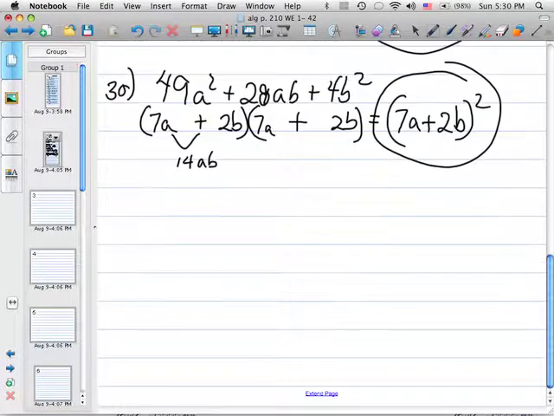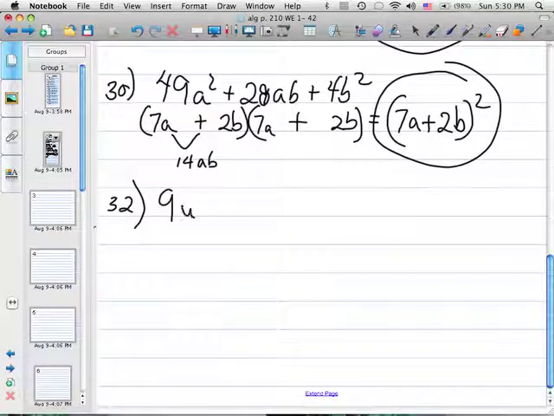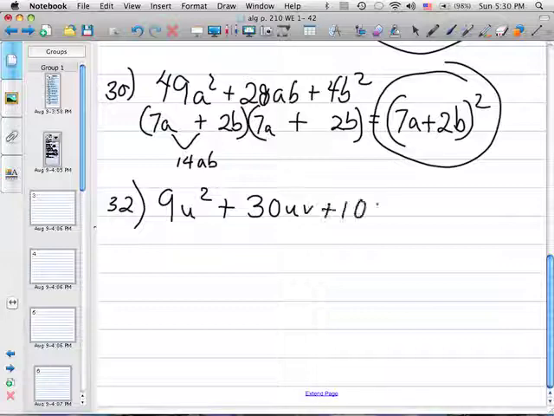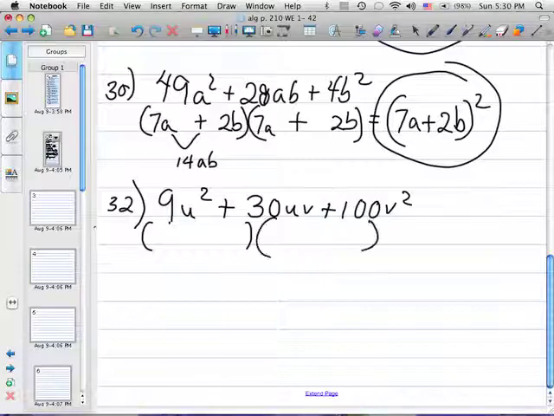And the last one of this set, 32, I have 9u squared plus 30ub plus 100v squared. Checking to make sure it's in order, u squared, u's are the first, no u. That's okay. 9u squared is a perfect square, and so is 100v squared. So we're going to try factoring it. Square root of 9u squared is 3u. The square root of 100 is 10, and v squared is v.